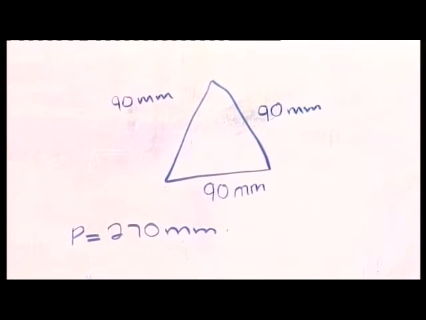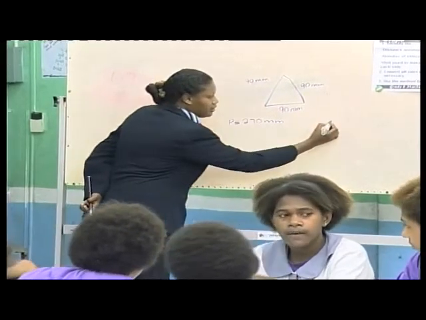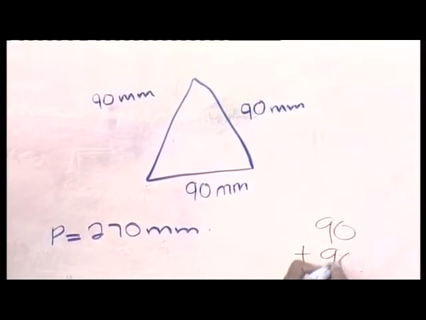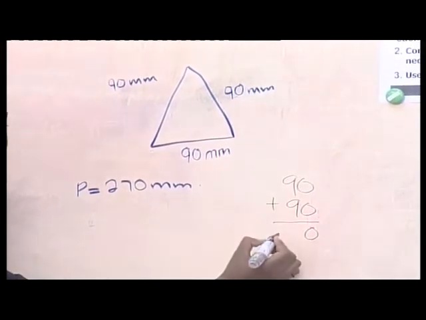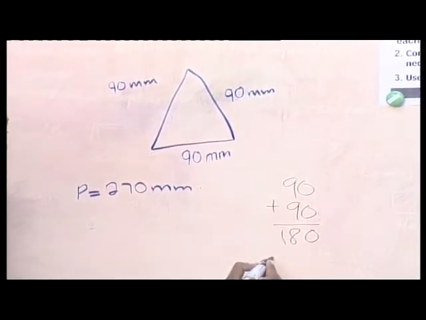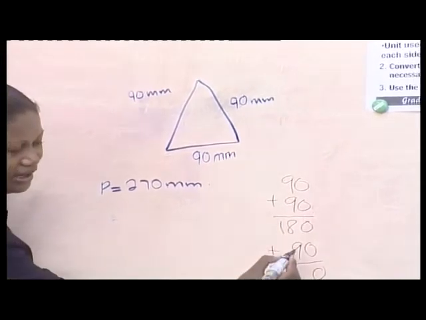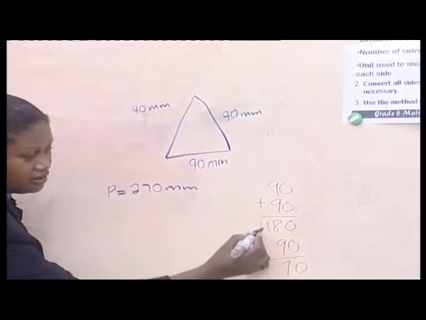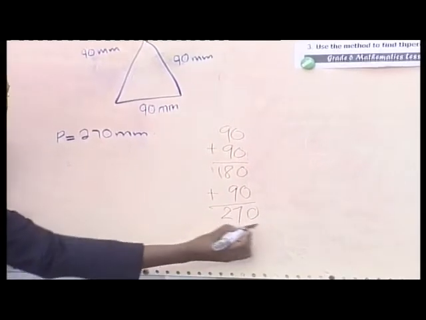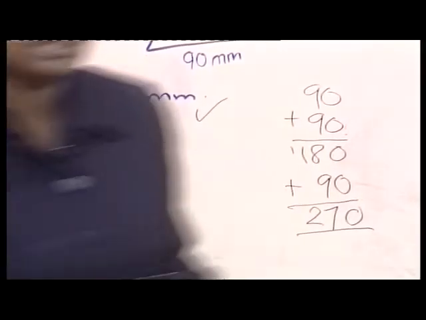Yes. 270 millimeters. Yes. 90 plus, let's confirm, 90 plus 90 is equal to 180, plus another 90: zeros, 8 plus 9 is 17, put down 7, carry 1, 1 plus 1 is 2. So she is correct. Okay, if you have 270 millimeters, you are correct.